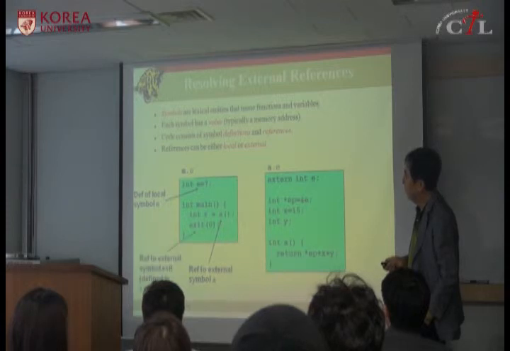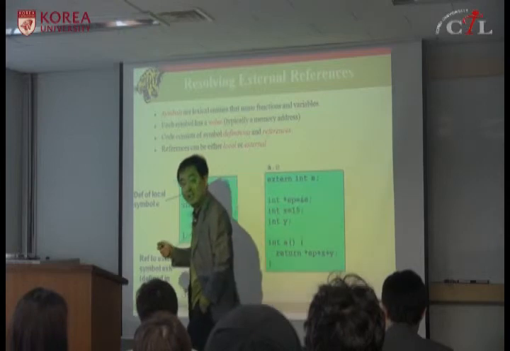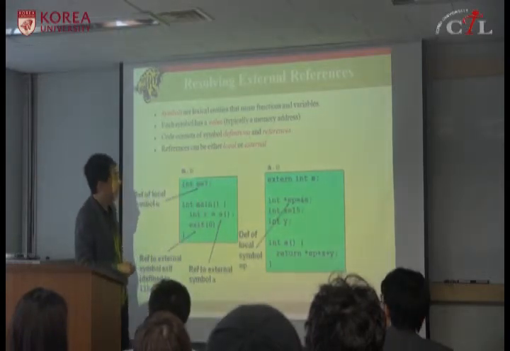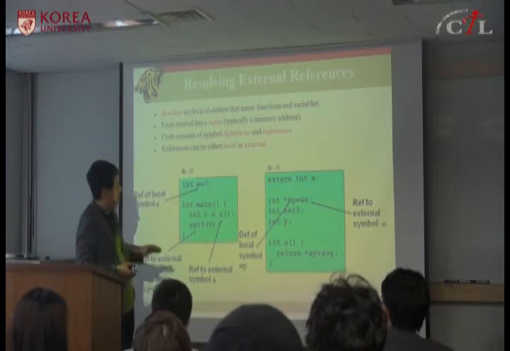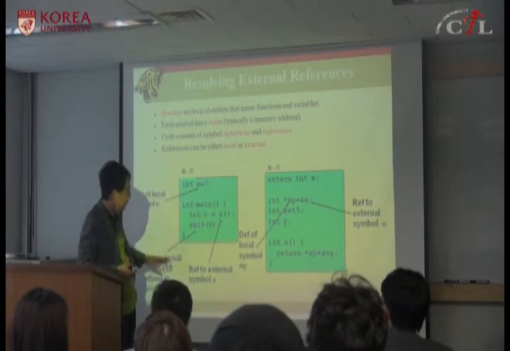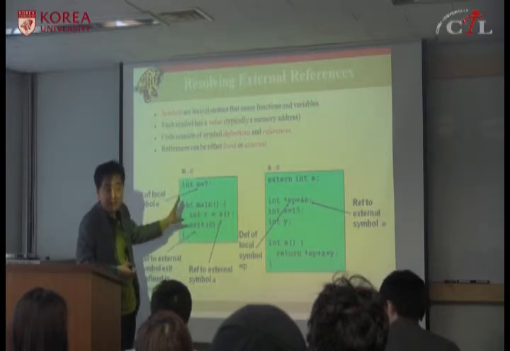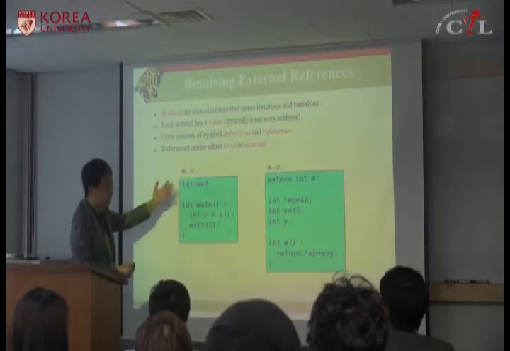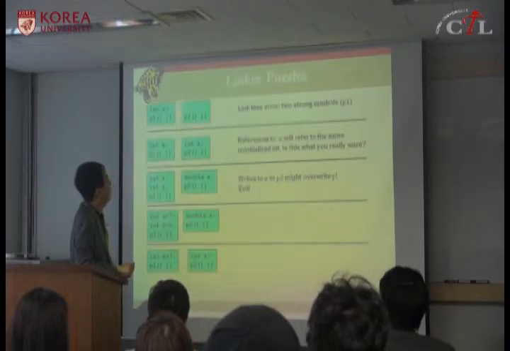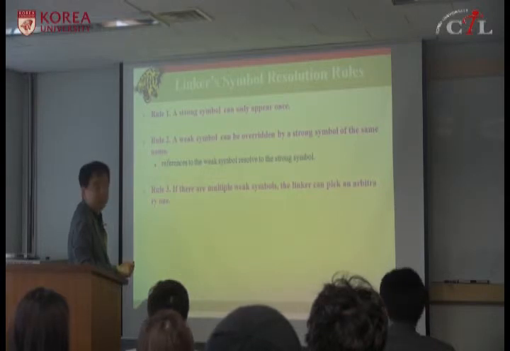Okay, some of them are symbols defined locally, some of them are defined externally. Right? There are definitions, there are references. And when you link them together, each reference should find its exact definition. Right? And you have to identify which symbol you need to relocate. To do that, you need the linker rules, a strong symbol or weak symbol.